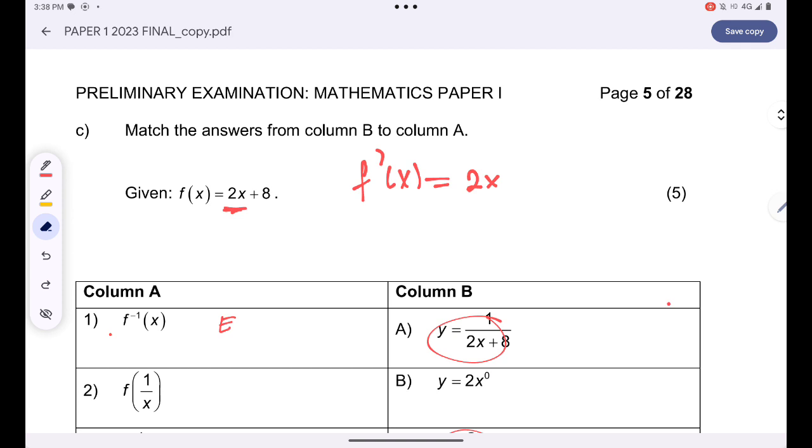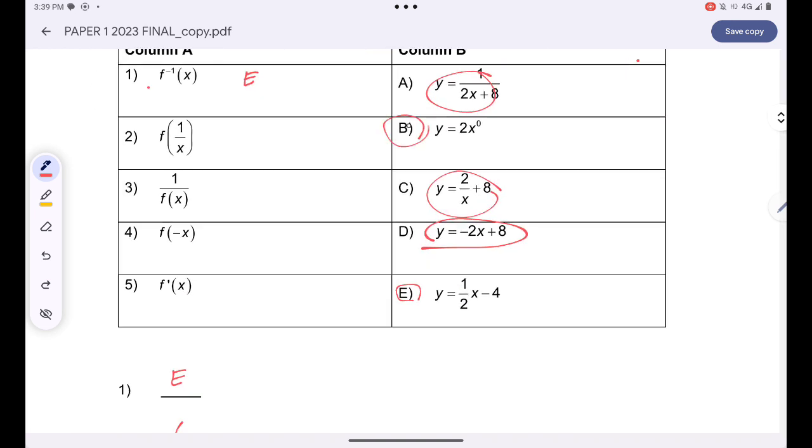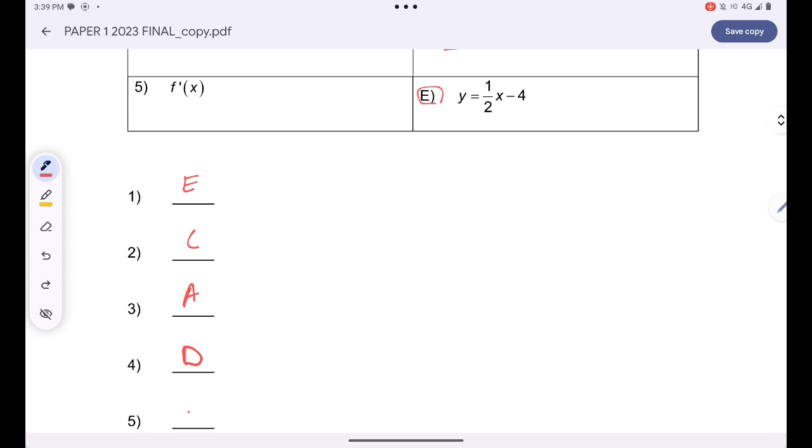Because whenever I find my derivative, I'll take the exponent, which is 1, multiplied by 2, I'll get a 2, and then I must subtract 1 from the exponent. Then the answer is just 2 times x to the power 0, and then that's just equal to 2. So B is the one that corresponds with number 5.